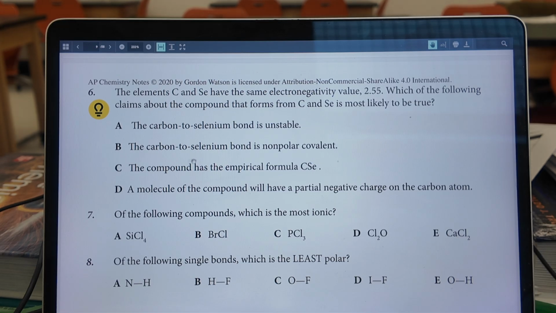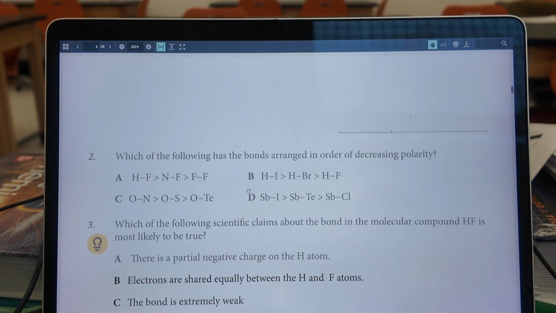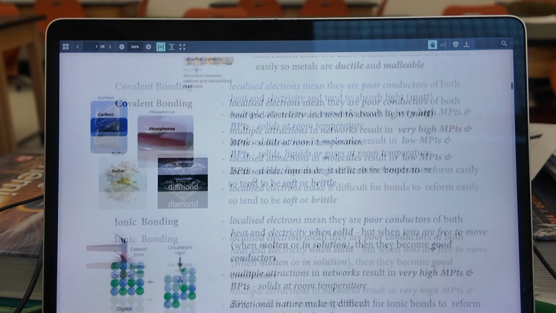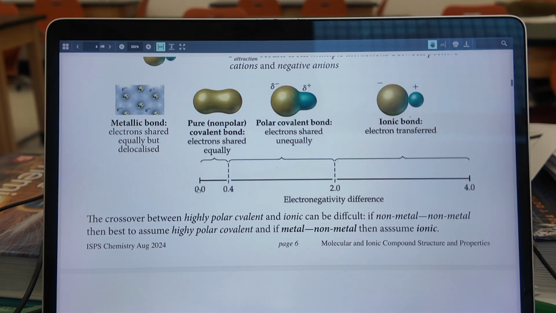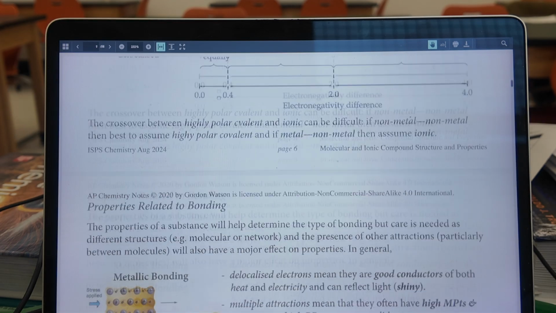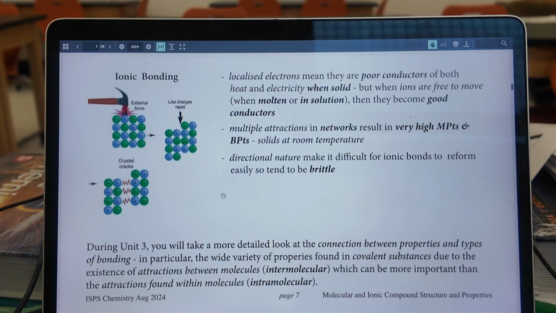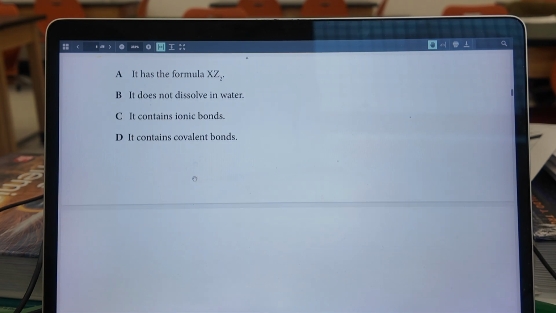B, the carbon to selenium bond is nonpolar covalent. Now, if you look up here, if the difference is 0, it is nonpolar covalent. So I thought that question was pretty easy. Next one.